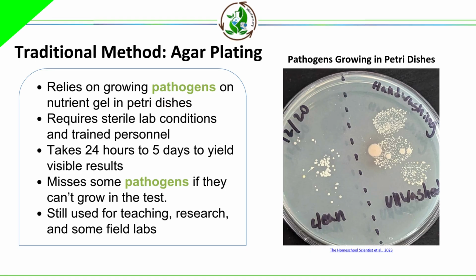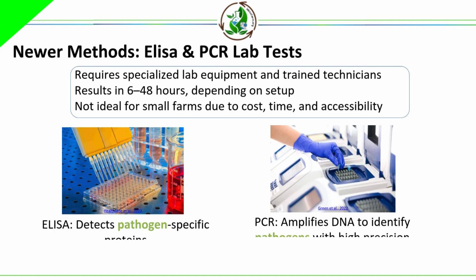This classical diagnostic technique provides foundational insights into pathogen identification but is simply too slow and resource and labor intensive for urgent IPM decisions. After looking at agar plating, let's zoom in on two more newer and precise, but still lab-based, diagnostic methods: ELISA and PCR. These tools have transformed plant pathology and research, and they're the backbone of a lot of what we know about plant diseases today. But they're not always practical for farmers who need rapid, on-site decisions.